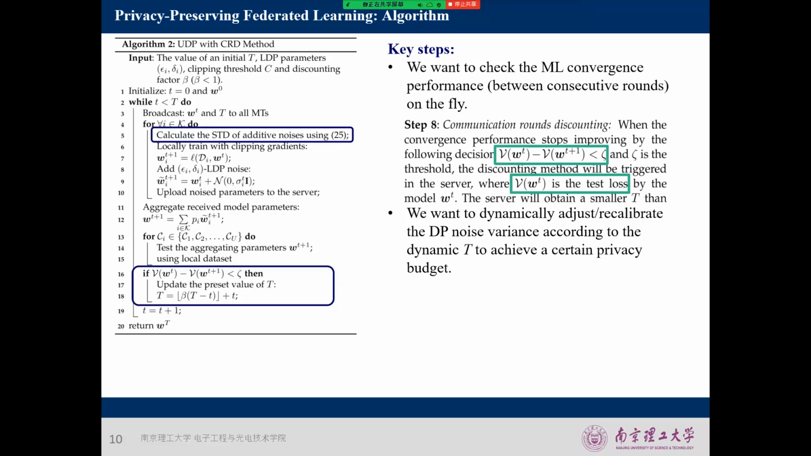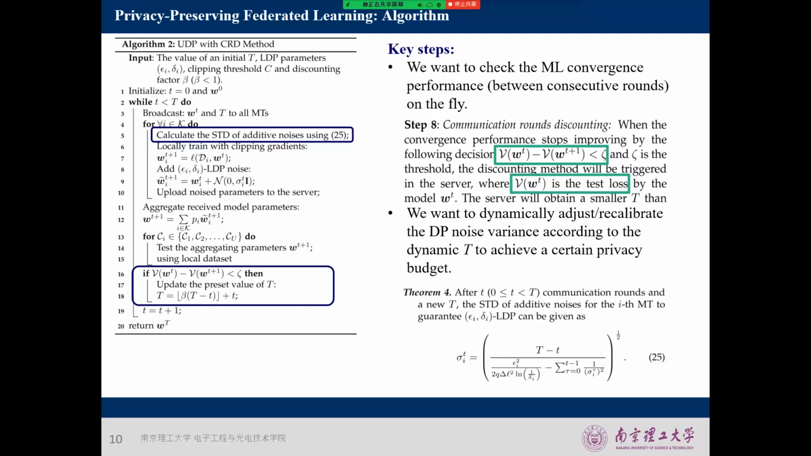The key steps are to check the machine learning convergence process. Here we use an online testing set to monitor the accuracy. If the accuracy stops improving for two communication rounds, we will decrease the aggregation time T by this function, and then it will affect the adjustment of noise powers by these equations.